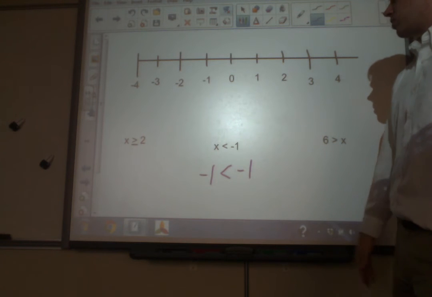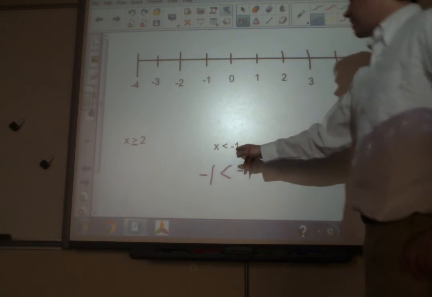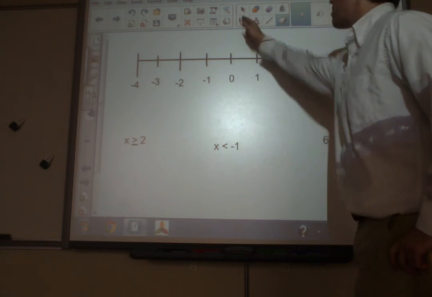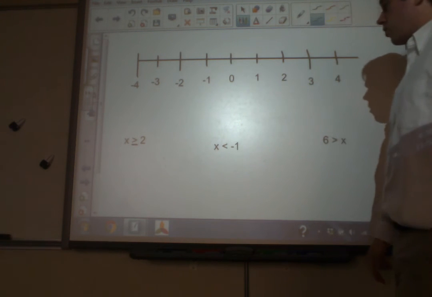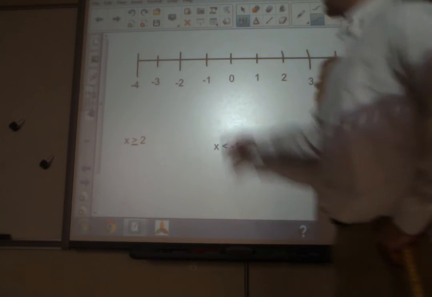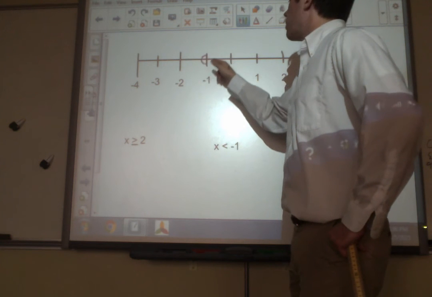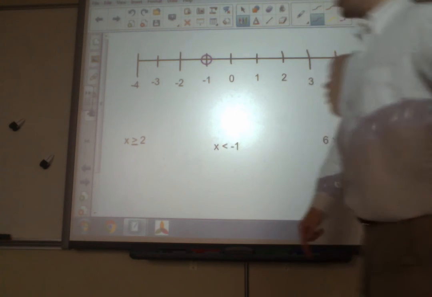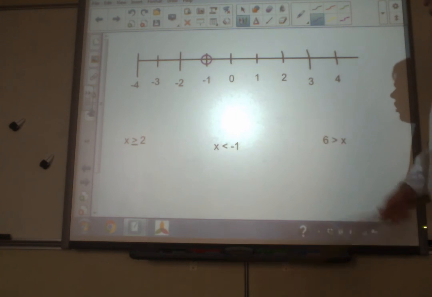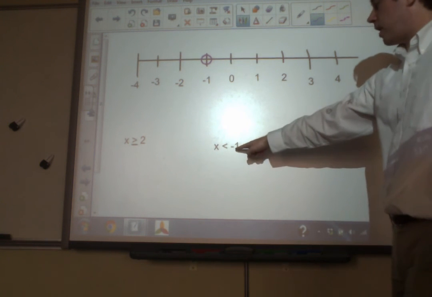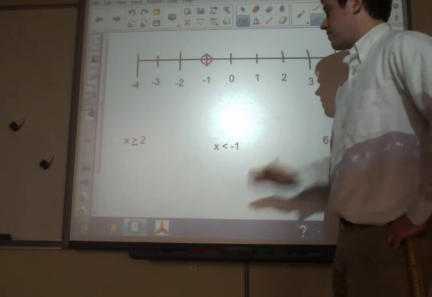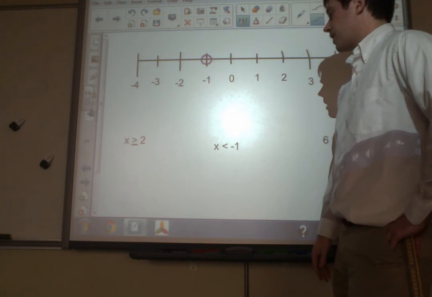It's exactly equal to. So what that means is -1 is actually not part of our solution to this problem. Okay, -1 doesn't work. But we still have to start on -1. So what are we going to do? What we do is we put a dot here, but we leave it open. It is not filled in. It's an open dot. That shows us that even though we start at -1, the actual number -1 is not part of the solution. It's not part of it.